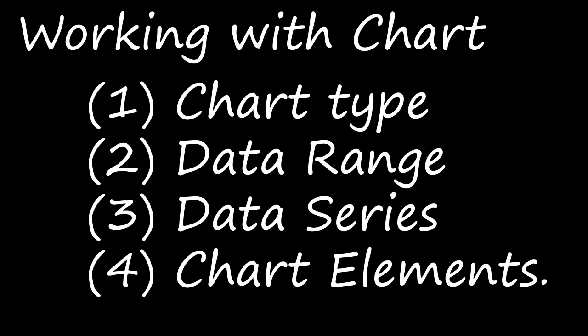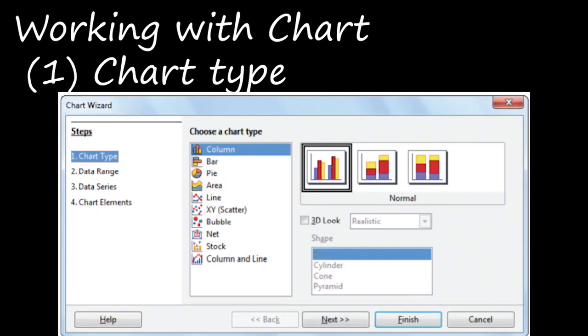The first step of this chart wizard is the chart type. We have to select what chart we need. The charts which are available in OpenOffice Calc will be displayed here, and you can select the chart type from here and click next, so that it will move to the data range page.